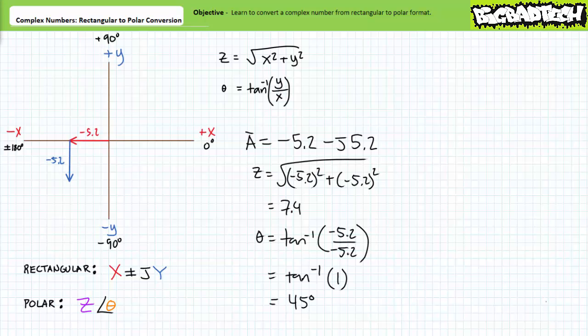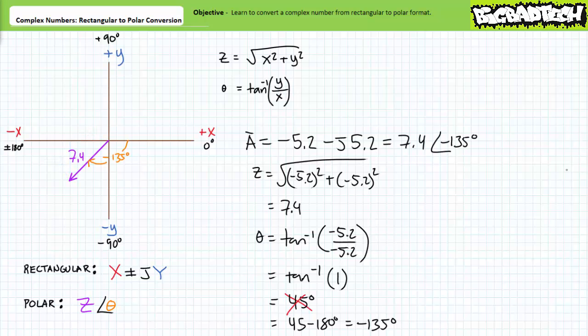One determines the angle of the polar equivalent as the inverse tangent of the imaginary y over the real x. Substituting in our given values, we find an angle of positive 45 degrees. This is totally wrong because we're obviously in the third quadrant. Referencing the angle from the positive x-axis by subtracting 180, we obtain an angle of negative 135 degrees. Negative 5.2 minus j 5.2 in rectangular format is equivalent to 7.4 at an angle of negative 135 degrees expressed using polar format.